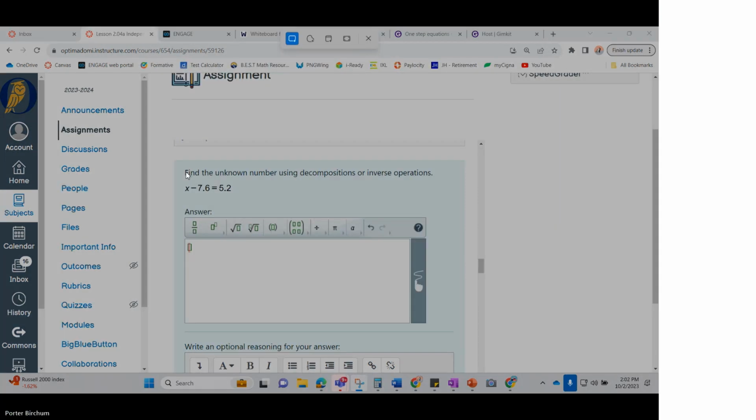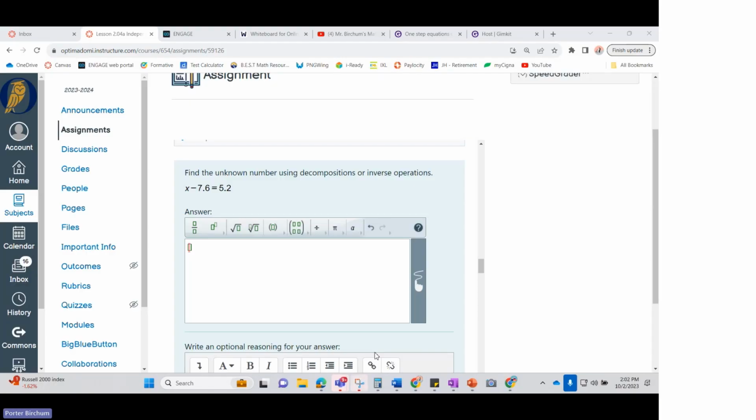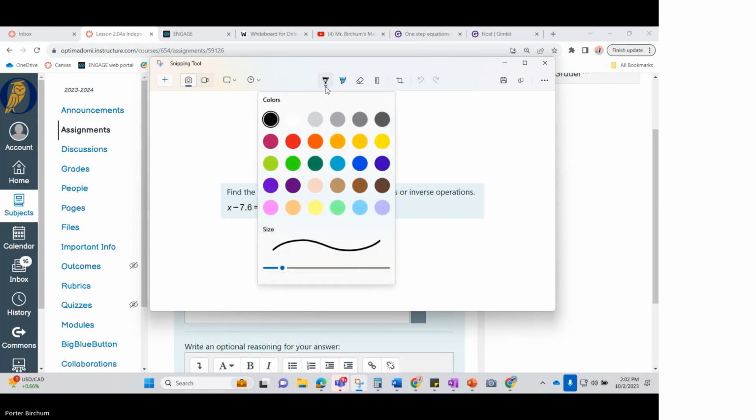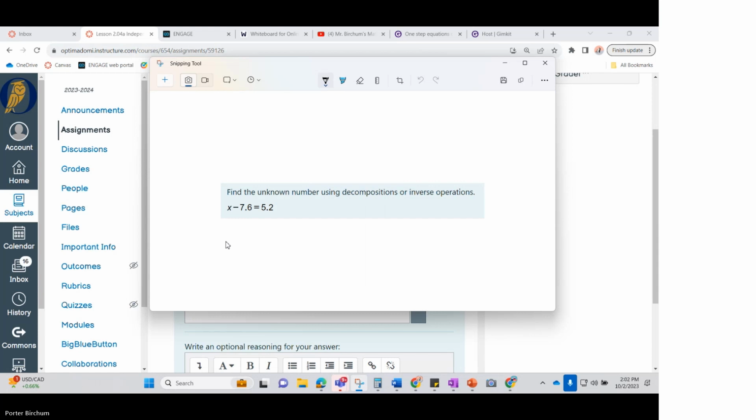Question 5. All right. So, something minus 7.6 is 5.2. I'm going to try and do this the same way I did last time with the standard algorithm. So something, so question mark instead of x, minus 7.6 equals 5.2.